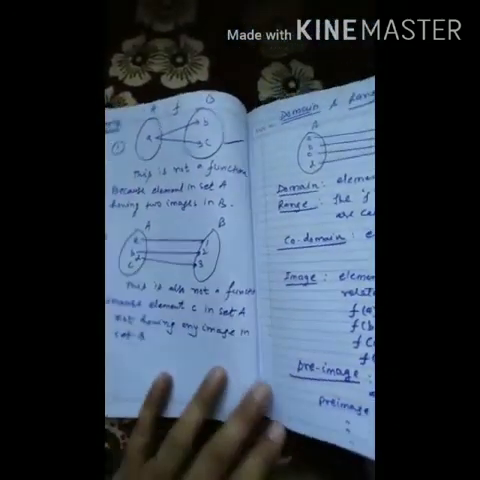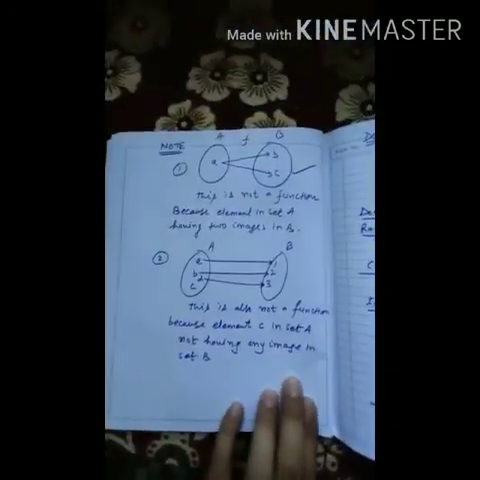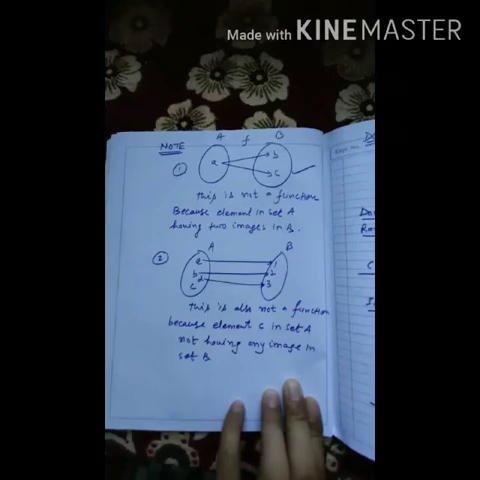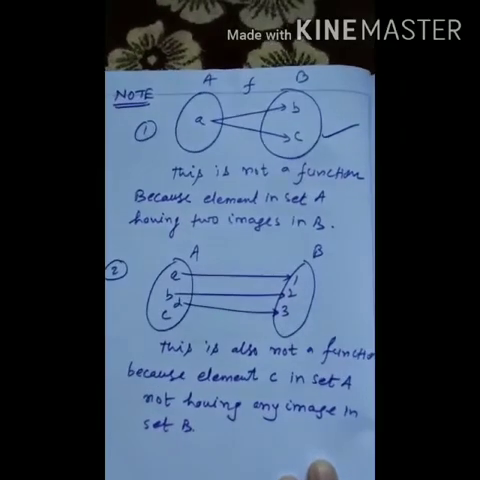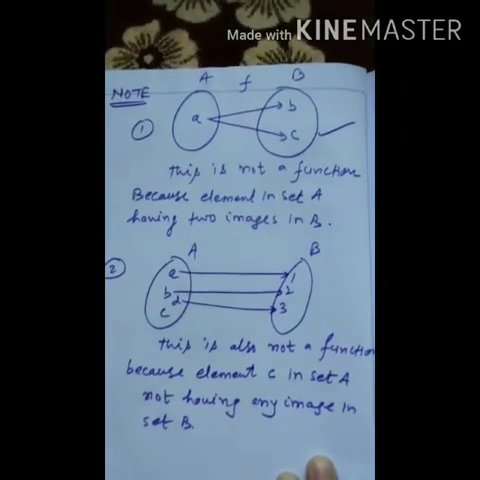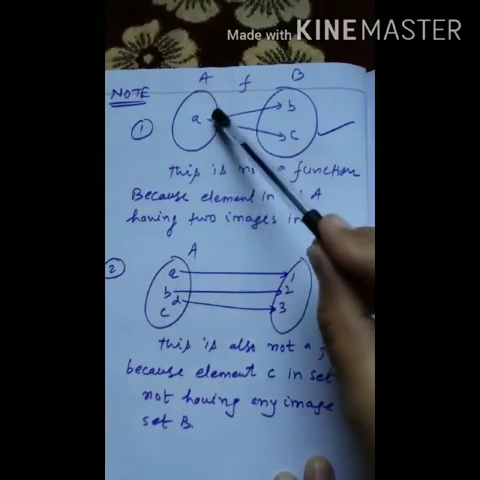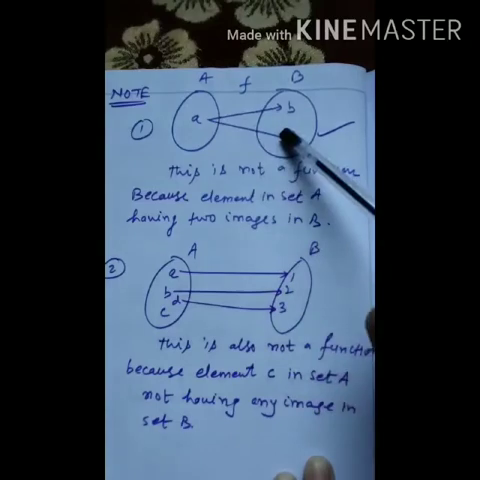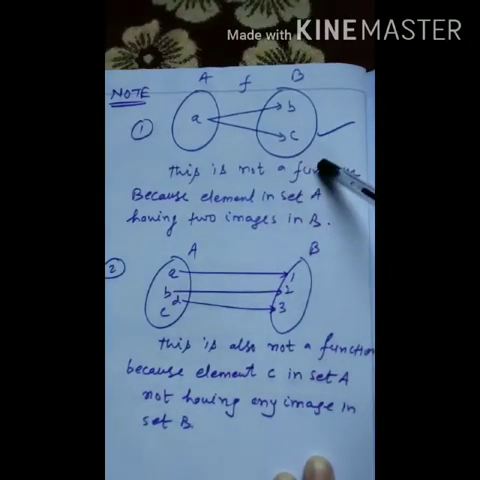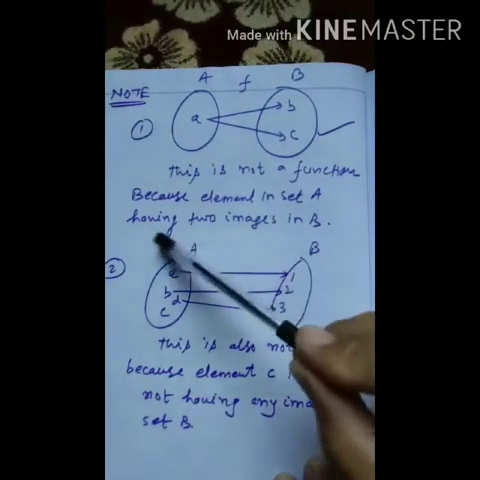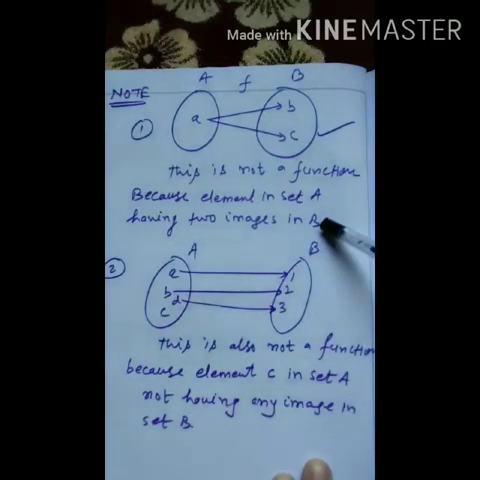Now some important points about function. This is a very important case: element A has two images. So this is not a function because an element in set A has two images in B. It is not possible for an element to have two or more than two images. This is not a function.